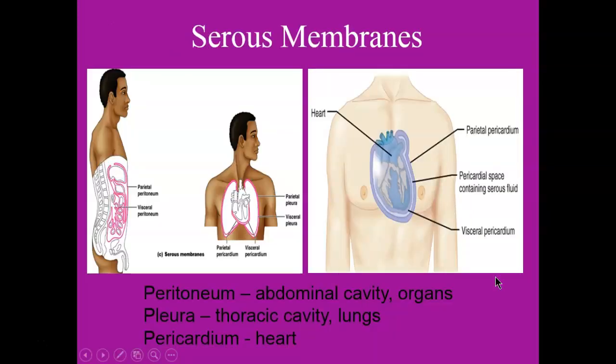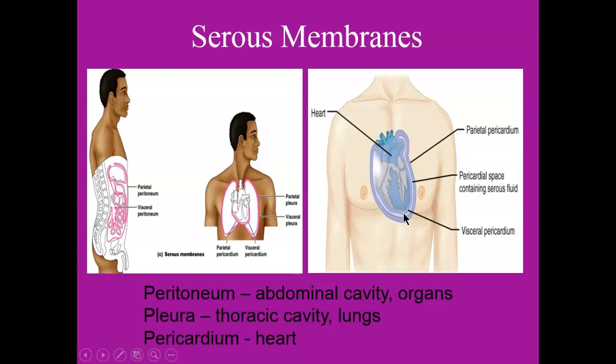So we have three serous membranes that we give specific names to. The pericardium is the one that we just used as our example. So here you have the pericardium, which is what we call the serous membrane surrounding the heart. The parietal pericardium surrounds the cavity. The visceral pericardium lies on the surface of the heart itself. Between the two, you have the cavity, the space, filled with that serous fluid.